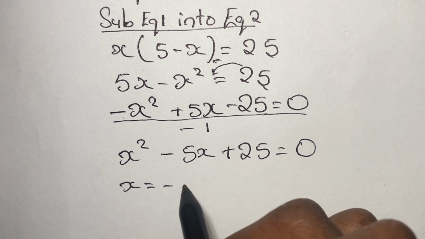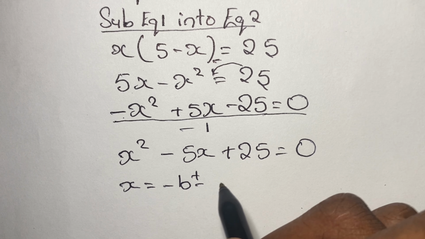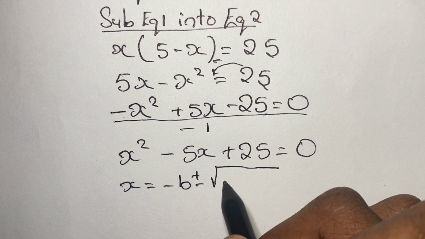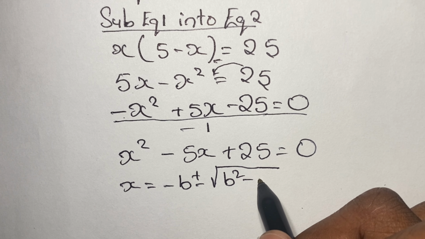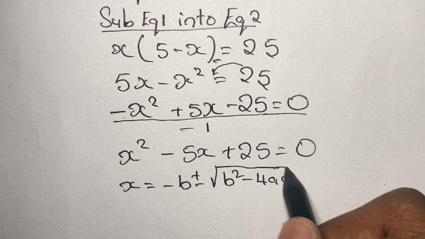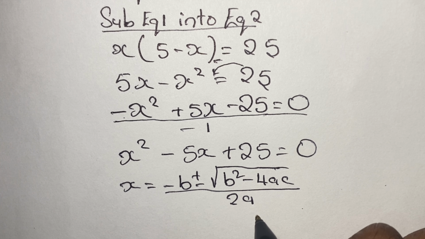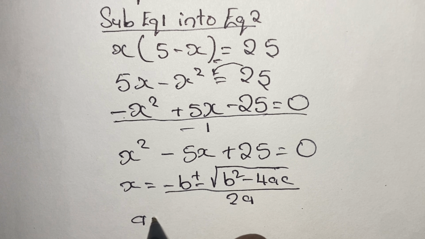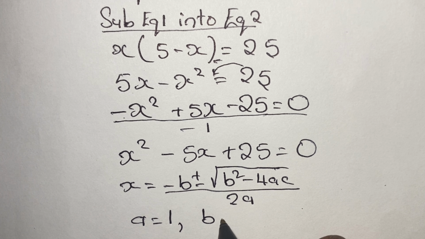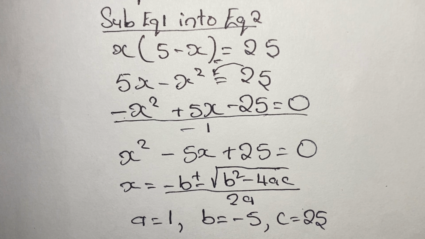Now we go from here by solving x, and we use what we call the quadratic formula, where x is equal to negative b plus or minus the square root of b squared minus 4ac all over 2a. Where in this case the value of a is the coefficient of x squared, which is positive 1, and the value of b is negative 5, and the value of c is our number term, which is 25.